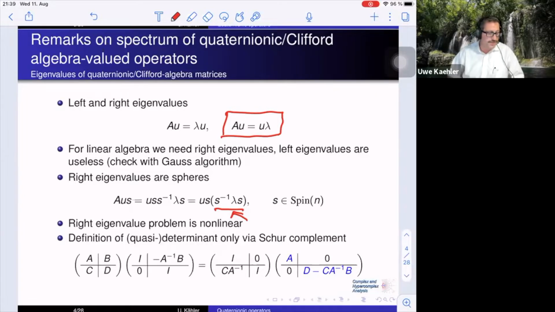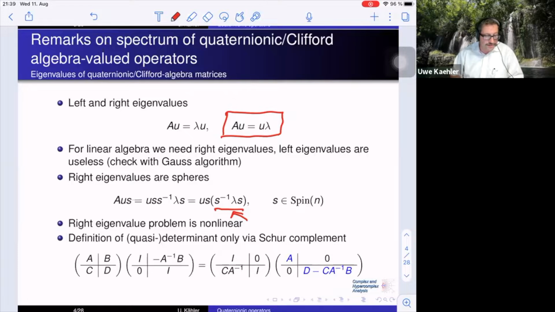So of course you can always take a representative, but you have this part. It also means another thing, that the right eigenvalue problem is nonlinear. You cannot take out constants to the right anymore, since there your lambda is residing.